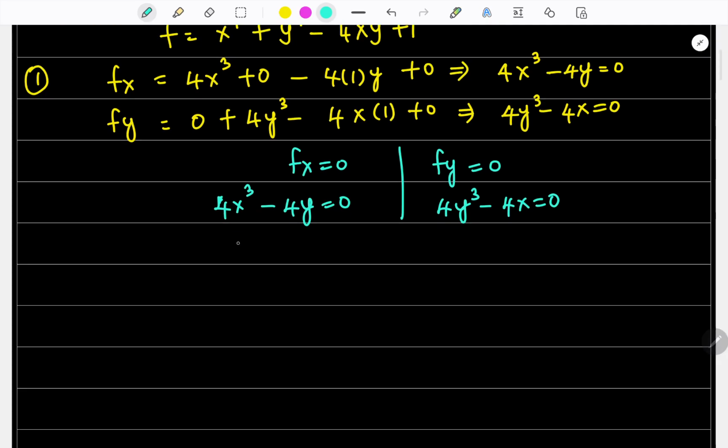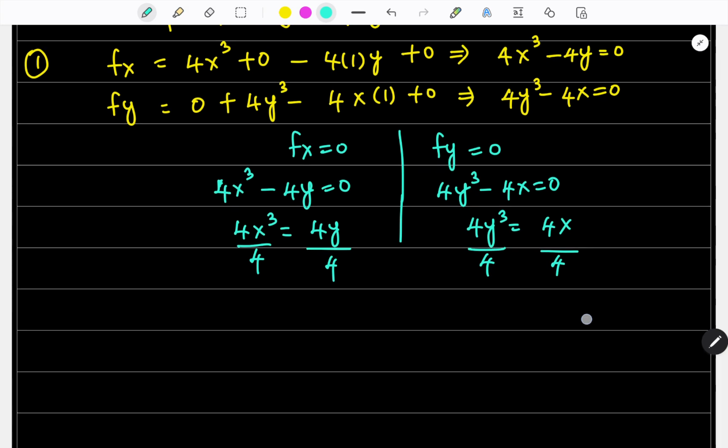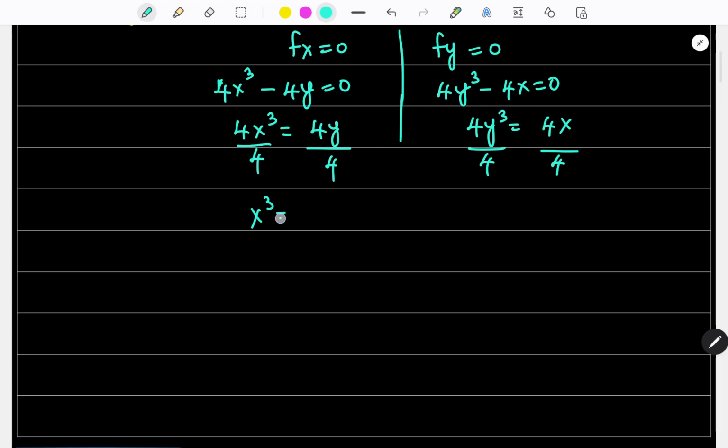So now I'll write 4x cube is equal to 4y and here I'll write 4y cube is equal to 4x. If you divide by 4, what happens? You're going to get x cube is equal to y here and y cube is equal to x. So let us call this equation 1 and equation 2. Think for a while. We have equations x cube is equal to y and y cube is equal to x. So we need to find x and y.